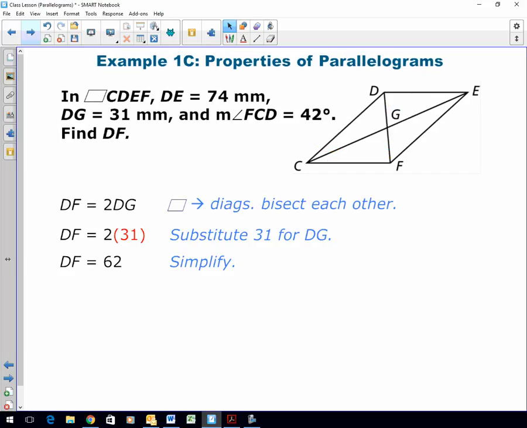All right. Let's see if we can do this one. This one's important as well. DG is 31. I'm trying to find DF. Now, this was the question about diagonals. Do you know what a diagonal is?